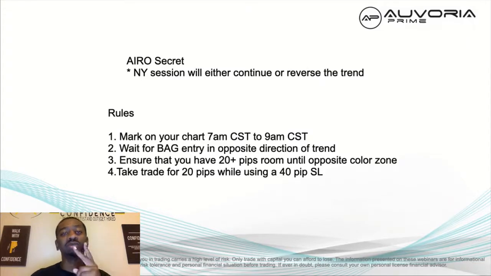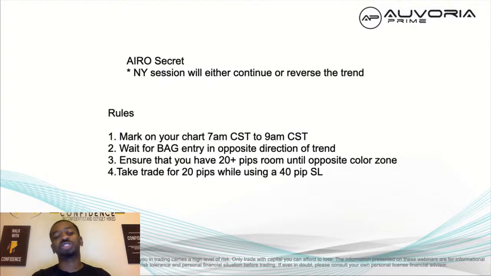Next, rule number 2, you want to wait for the bag entry trade in the opposite direction of the trend. Rule number 3, ensure you have 20 plus pips room until the opposite colored zone. If you're in an uptrend and you're taking a sell trade, you want to make sure there are 20 or more pips until the support zone, the green zone. If you're in a downtrend and you're taking a buy trade, you want to make sure there's 20 plus pips until you hit the red zone or the resistance zone. Rule number 4, standard: take the trade for 20 pips. Use a 40 pip stop loss.